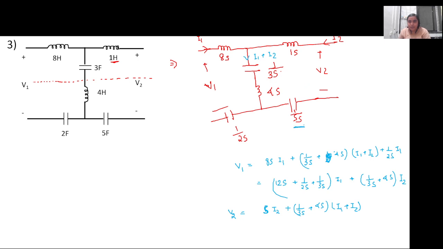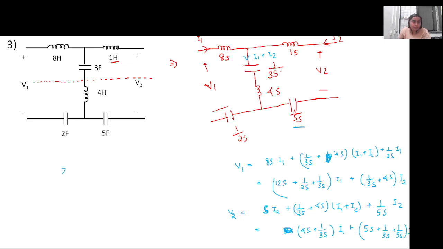You missed this capacitor, right? Yes, ma'am, 1 upon 5s into I2. So if we sort the I1 and I2 together, sorry, let's write I1 first. I1 is equal to 4s plus 1 by 3s, I1 plus 4s plus 1 by 5s plus 1 by 3s plus 1 by 5s into I2.